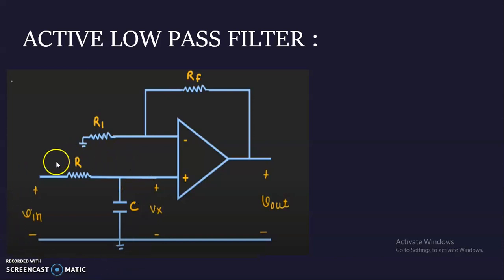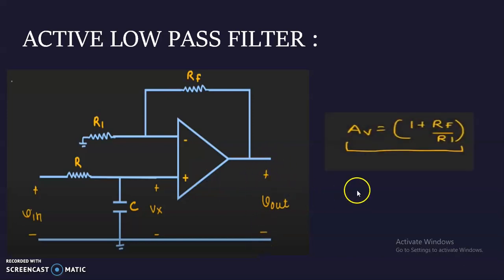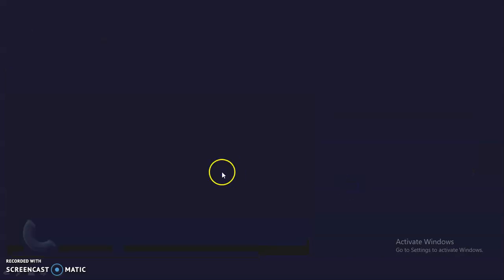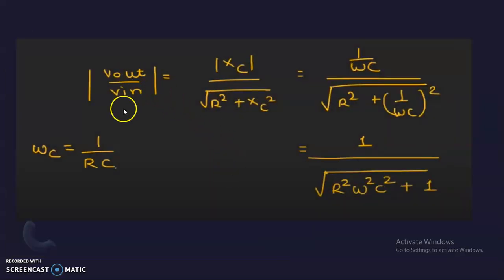This circuit here is actually the RC low pass filter. The RC low pass filter is connected to the non-inverting terminal of the op-amp, and the output is taken across these two terminals. Now, voltage gain of the op-amp is 1 plus RF by R1. Now, you have to find V out by V in. So we know this equation.